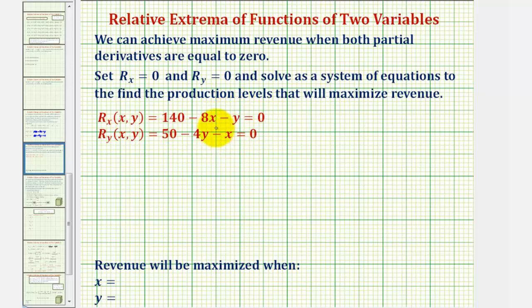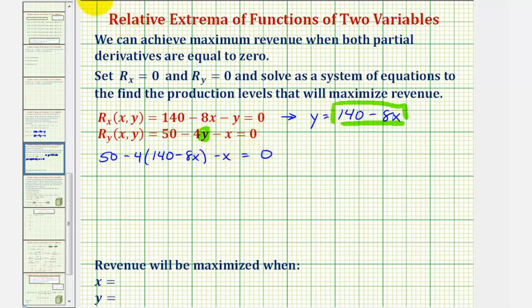So to solve this system, let's use substitution. Let's go ahead and solve this first equation here for y. Notice if we add y to both sides of the equation, we could write this as y equals 140 minus 8x. So now we'll substitute 140 minus 8x for y in the second equation, and then solve for x. So making this substitution, we would have 50 minus 4 times the quantity 140 minus 8x, and then minus x equals 0.